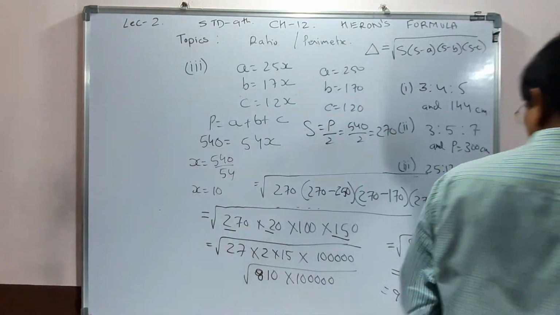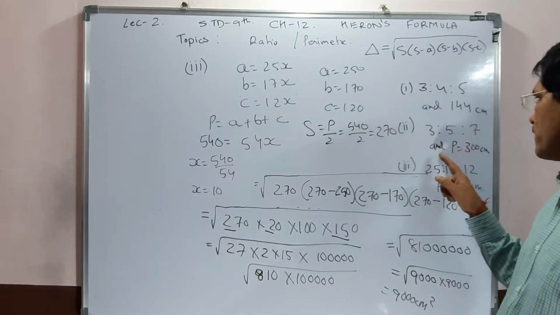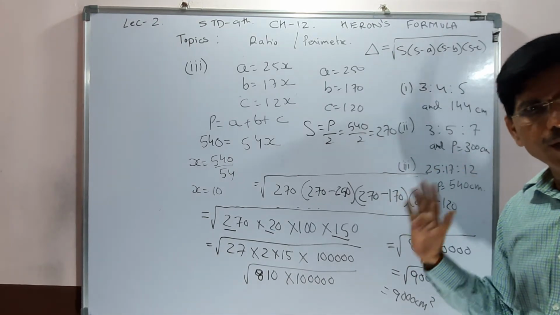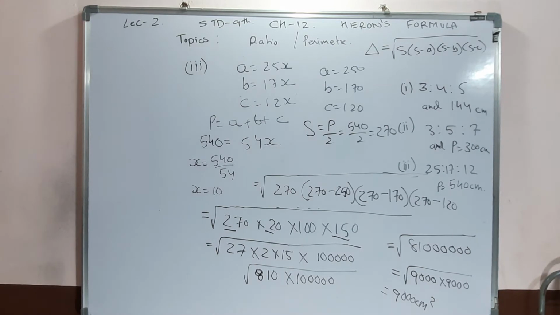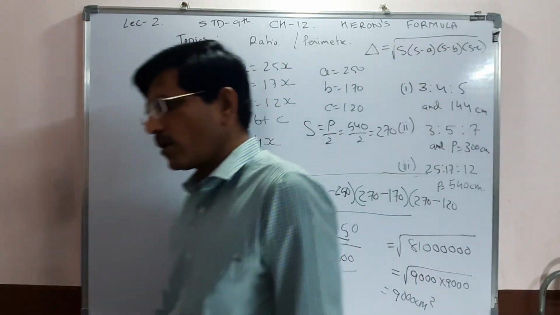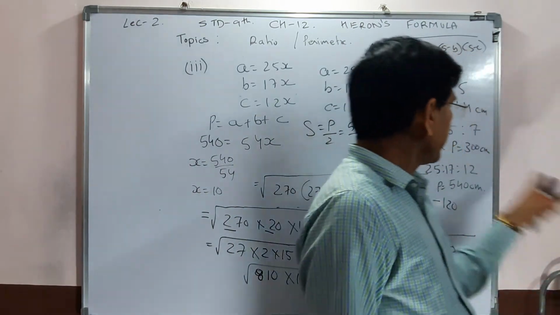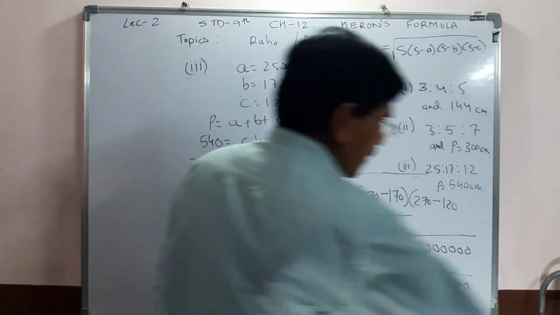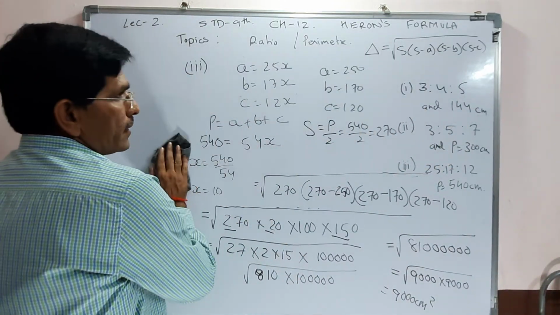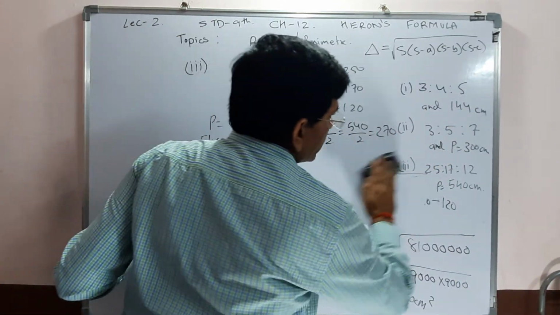And now do this sum yourself: the ratio 3 : 5 : 7 and P is equal to 300. You have to do it yourself. So has everyone written it or not? Now, if I want to do this sum, question number 2, how can we do it?